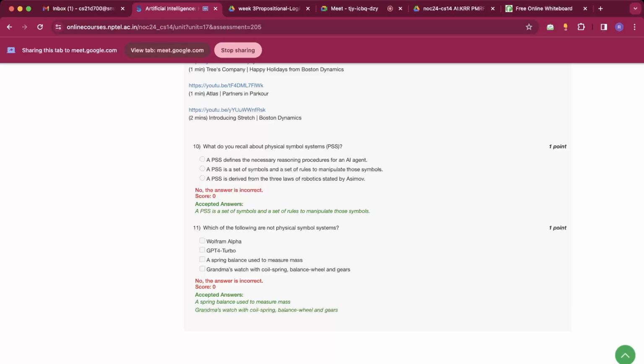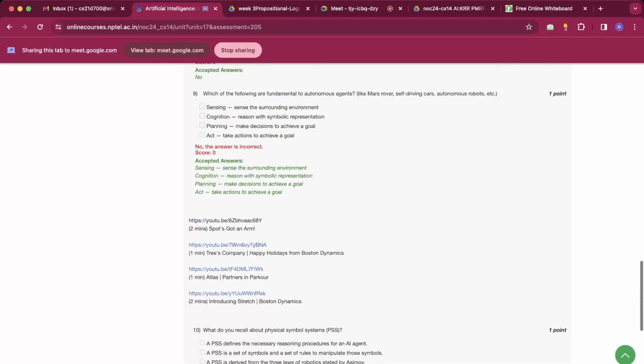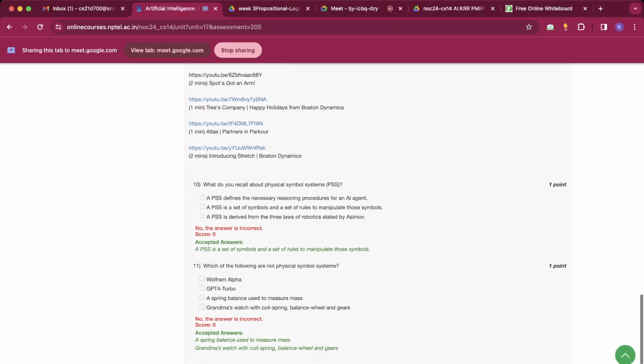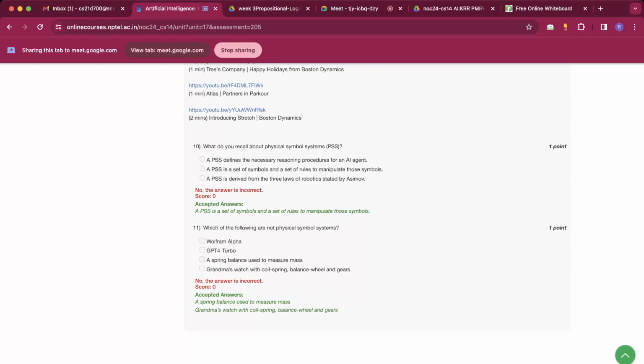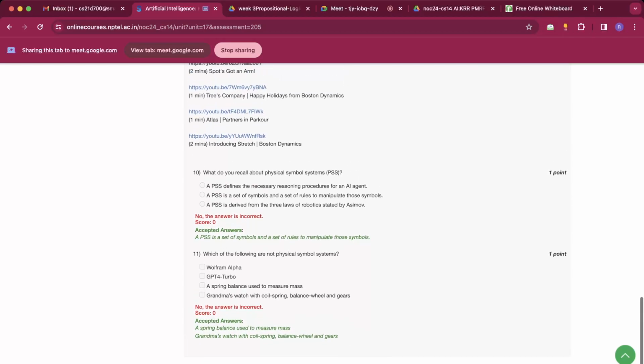So what is a physical symbol system? Would you like to share your thoughts on it? Yeah, so you start by telling. Let's start by discussing what you think of it, and then we'll modify the understanding as per your requirements, right? So just by the name, physical symbol systems, what do you think it could represent?